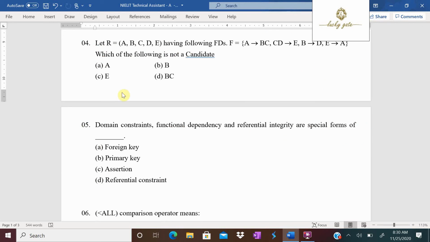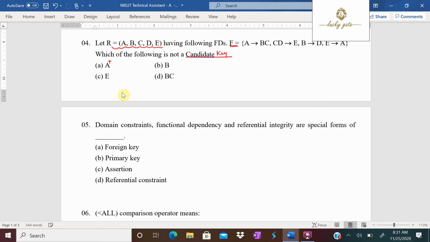Question number 4. Let R equal to A, B, C, D, E having the following functional dependencies. These are the dependencies given. Which of the following is not a candidate key? It is actually, there is a printing mistake. Which of the following is not a candidate key? I can call an attribute set a candidate key if it is a minimal set and its closure should contain all the attributes.